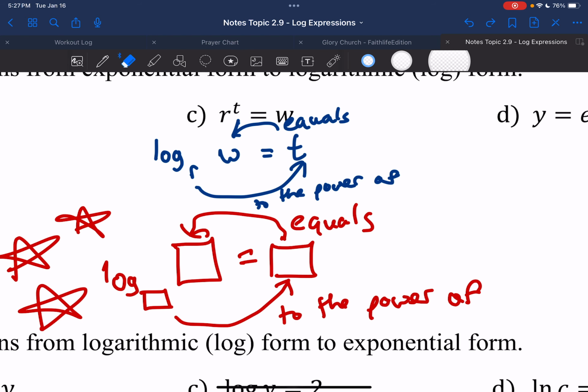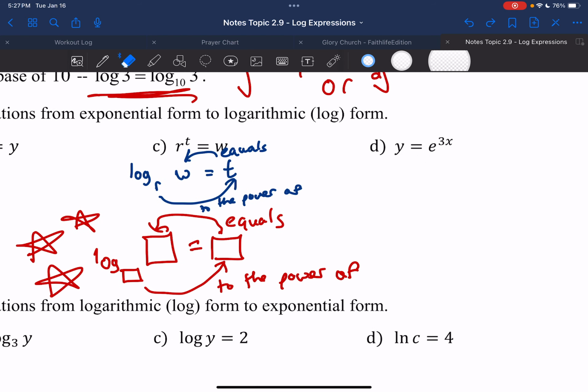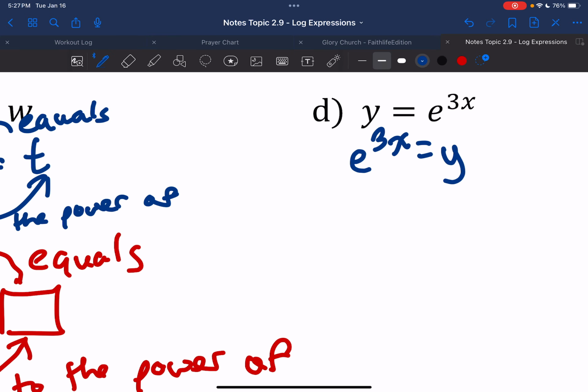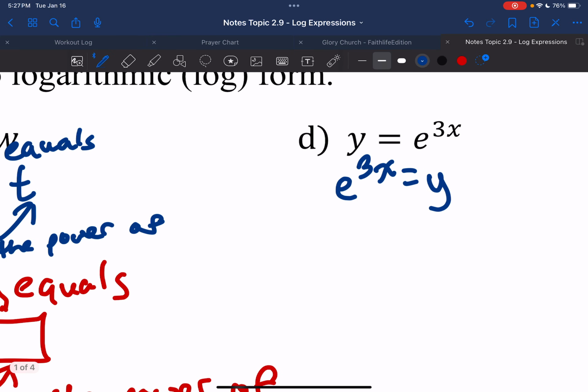So the same thing here. I would write this. Notice they've got this flipped here. What I need to get is on the right side instead. So I'm going to flip that first. So e to the 3x equals y. And this e is a special number, kind of like pi. It's a special number that's undone by the natural logarithm.